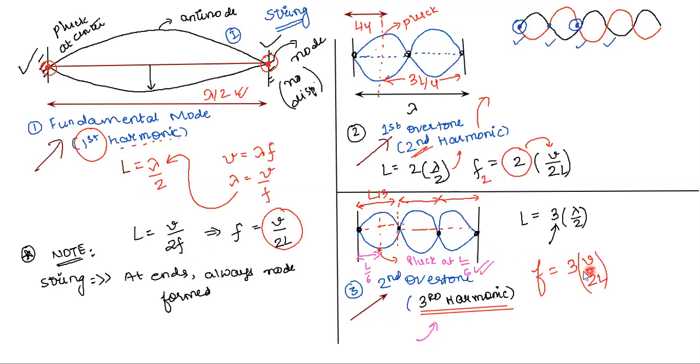Here in the third case, frequency is 3 times V by 2L. Therefore it is called third harmonic, right? That is the reason for calling it second or third. So second harmonic means 2 times the fundamental frequency. Third harmonic means 3 times the fundamental frequency. I hope it's very clear now. Let us take the next one.